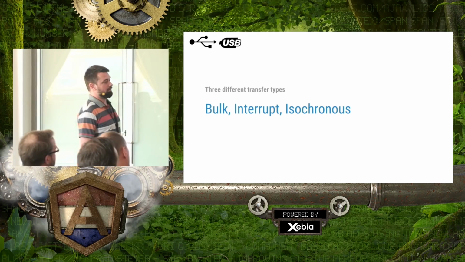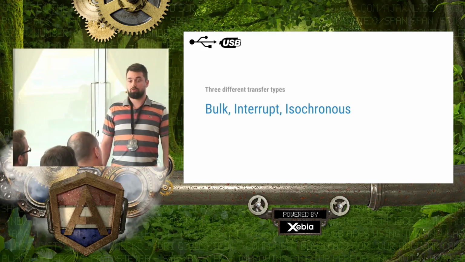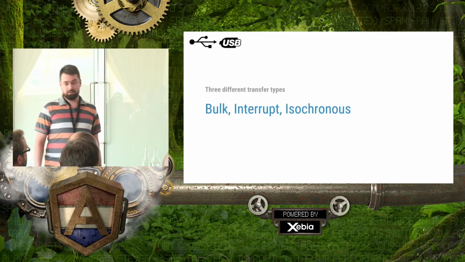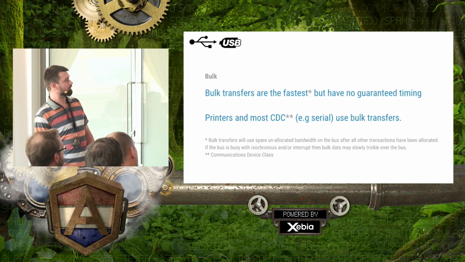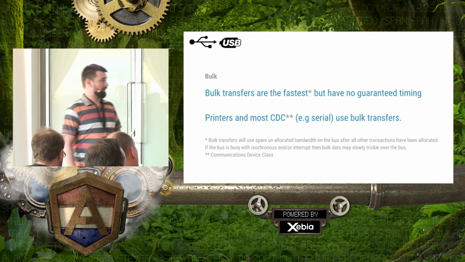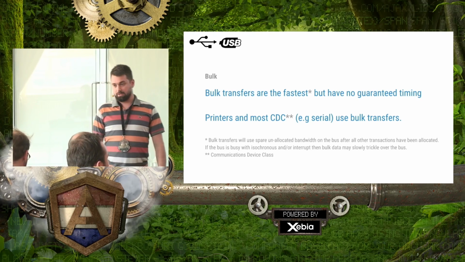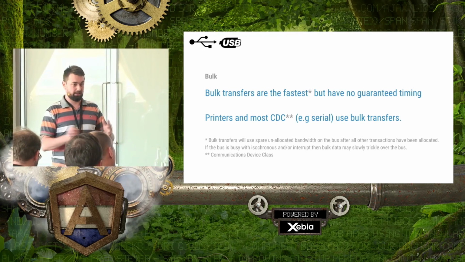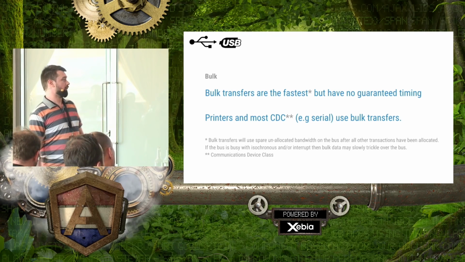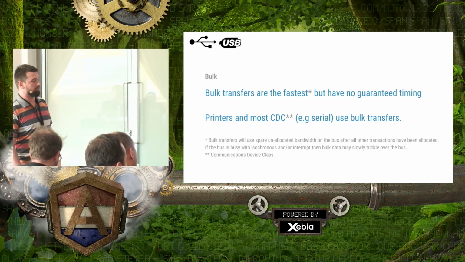USB is different than Bluetooth. It has 3 different modes of transferring things: bulk, interrupt, and isochronous. Bulk is the fastest, but has no guaranteed timing. So you just try to send a lot of data in bulk. This is very common for printers and serial connections.